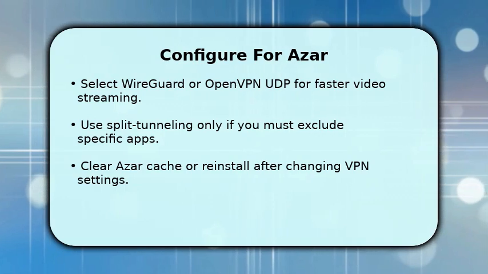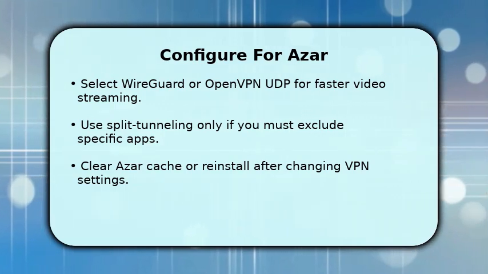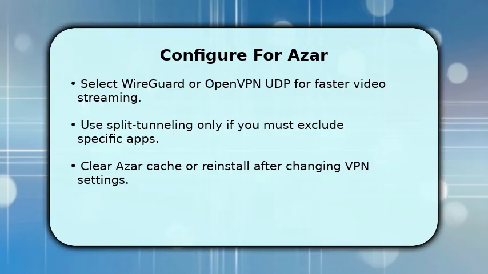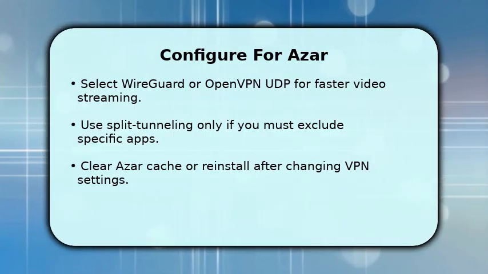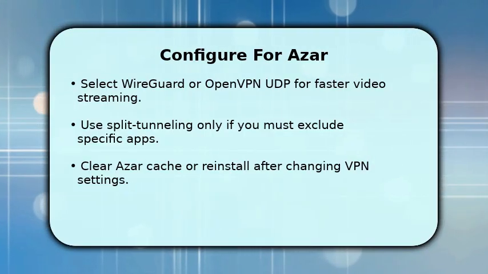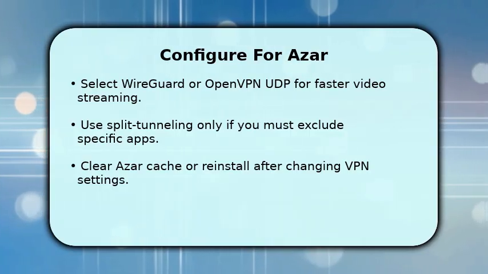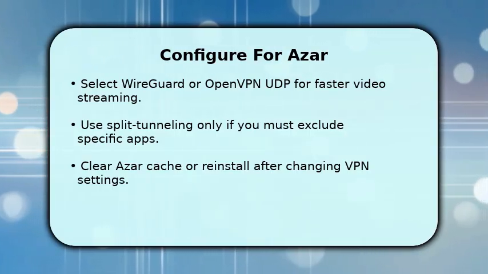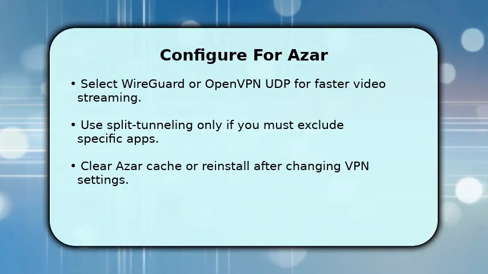Next, configure protocols and app routing to optimize performance. Choose WireGuard or OpenVPN UDP for faster, lower latency video. TCP is more reliable but slower. If your VPN supports split tunneling, enable it only to exclude trusted apps.